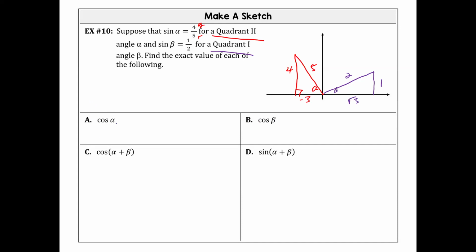Okay, so up first, we have cosine of alpha. So which triangle am I using, red or purple? Red. So going to alpha, what is the cosine? Adjacent over hypotenuse, so -3/5. Yes? What's cosine of beta? There we go. All right, so now you are going to do cosine of alpha plus beta. Do you have all the information you need to do cosine of alpha plus beta?